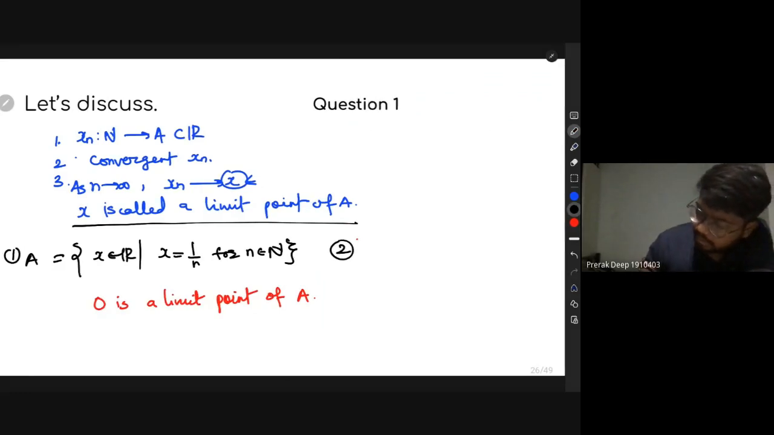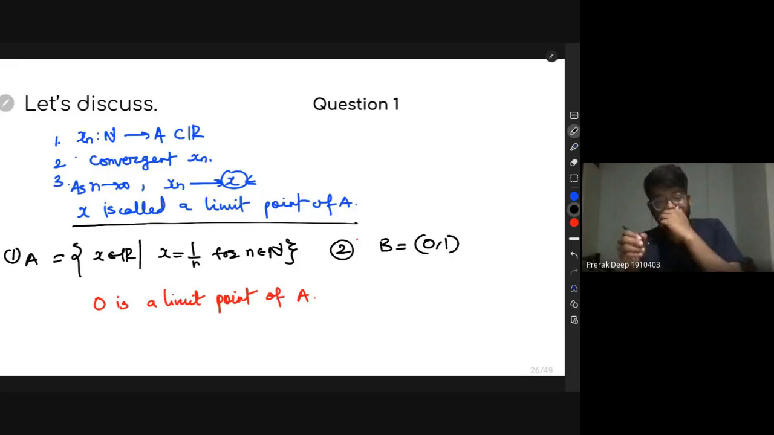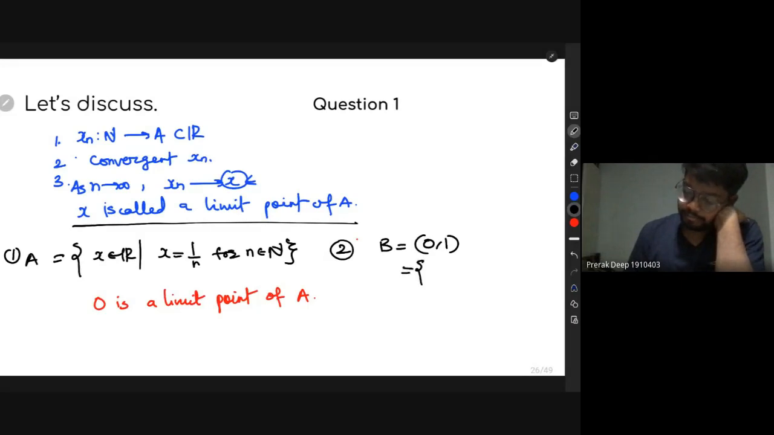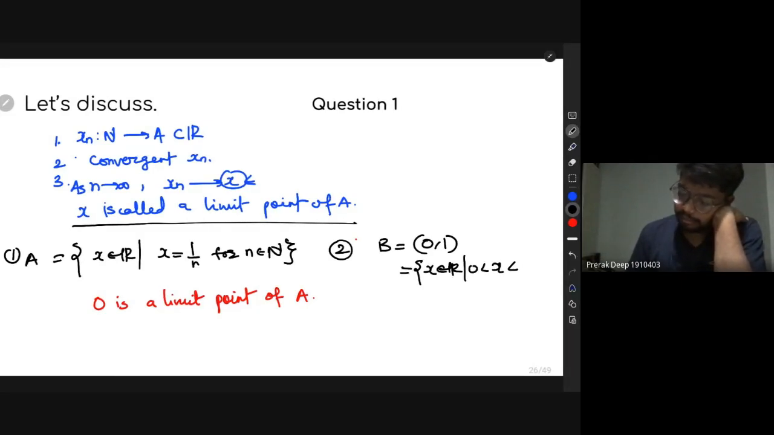Similarly, this is one example. Another example is if you consider the open interval (0, 1). It contains all x in R which lie between 0 and 1, but it doesn't contain the endpoints, 0 and 1. So 0 and 1 are the limit points of B.